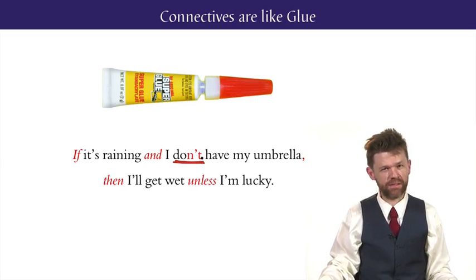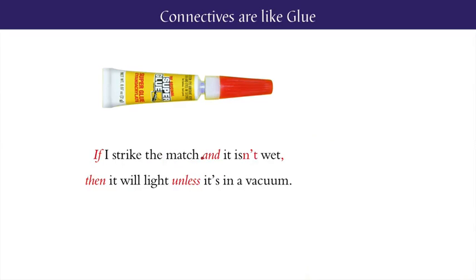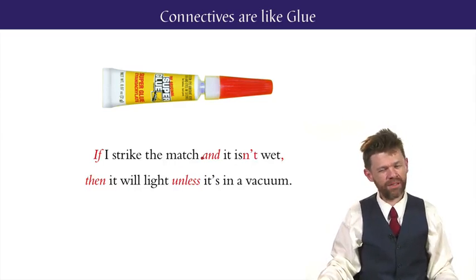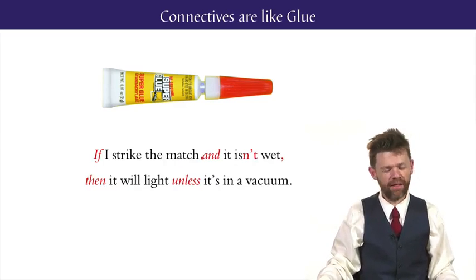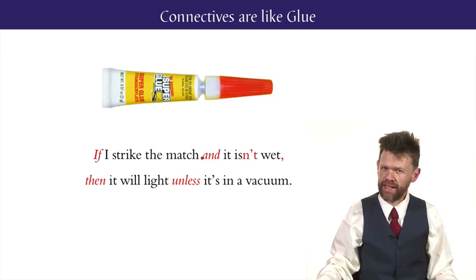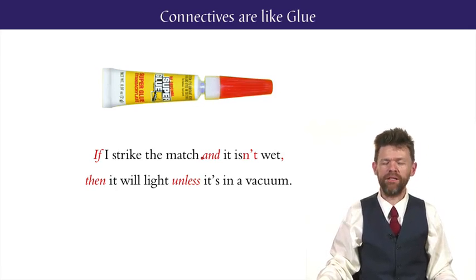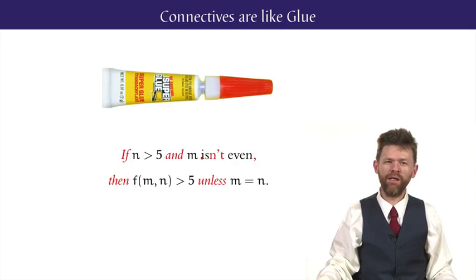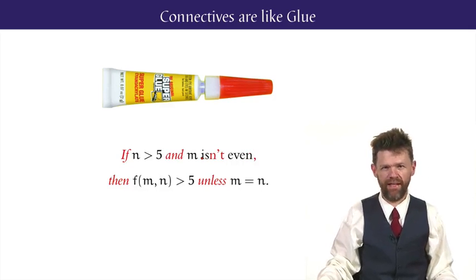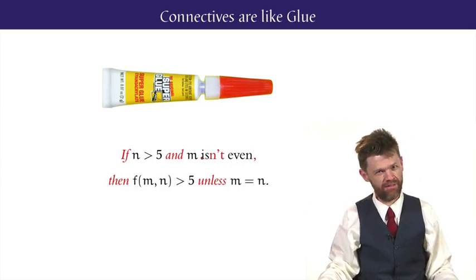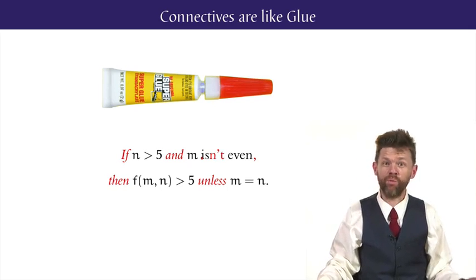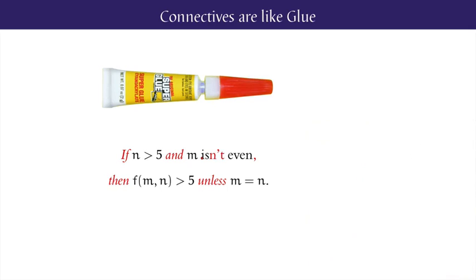And other propositions have the same form. So, for example, if I strike the match and it isn't wet, then it will light unless it's in a vacuum. If you look, you'll notice this has exactly the same shape as the other statement, but it has a different content. It's about different things. Or, if n is greater than 5 and m isn't even, then f applied to m and n is greater than 5 unless m equals n. This is a complex mathematical proposition which also has the same form.